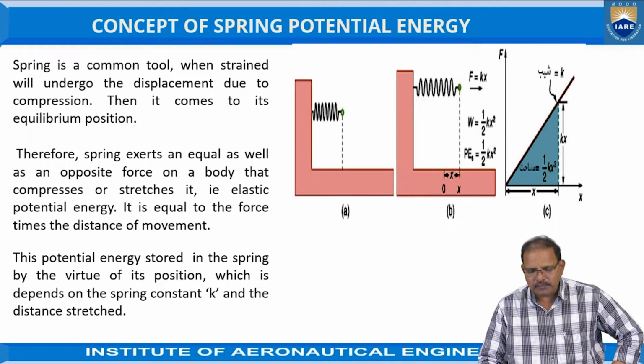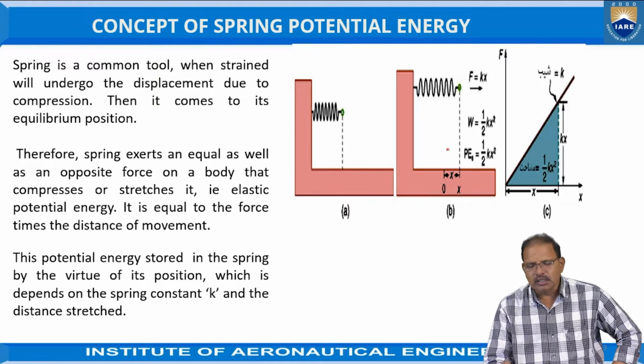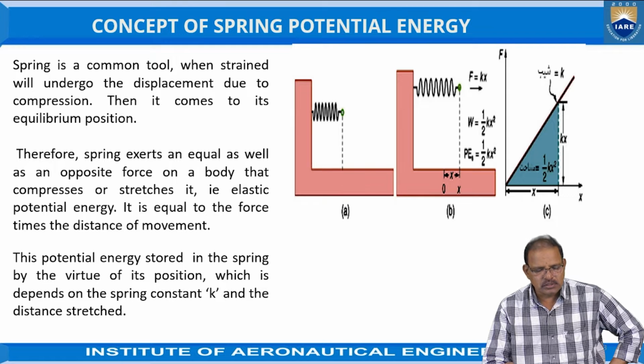Here, the example I am taking: the spring is shown in the figure. The force is applied in the direction of the right-hand side, and elongation takes place. Assume x is the displacement of the spring. Therefore, the spring exerts an equal and opposite force on the body that compresses or stretches it.